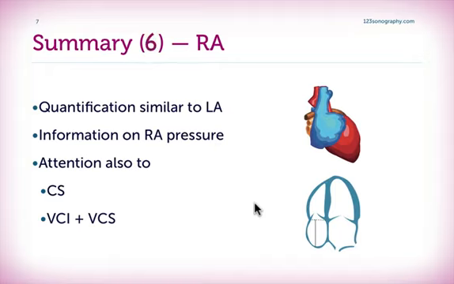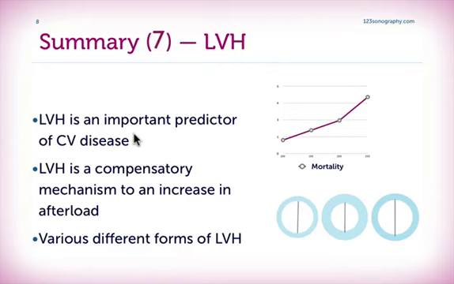The right atrium can be quantified very similarly to the left atrium. The shape also provides important information on RA pressure, and also pay attention to structures which are associated with the right atrium, such as the coronary sinus and the vena cava inferior and the vena cava superior.